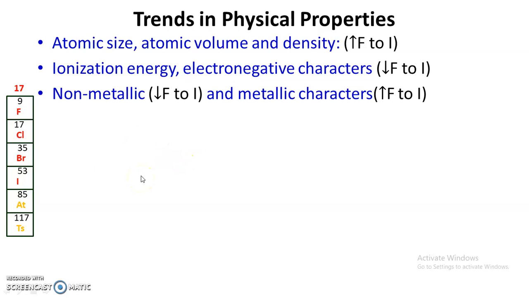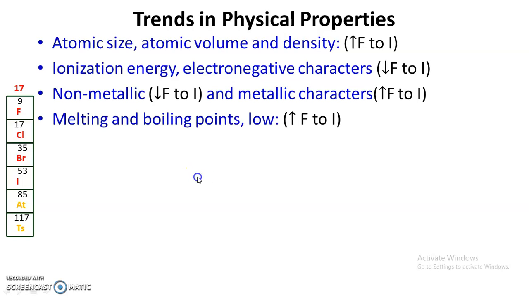Now metallic and non-metallic characters. Actually, these elements, halogens, are non-metals, and non-metallic character decreases down the group. It means fluorine has the most non-metallic character, whereas iodine has the least non-metallic character. So non-metallic character decreases from fluorine to iodine. At the same time, metallic character increases from fluorine to iodine. So iodine has more metallic character, whereas fluorine has more non-metallic character.